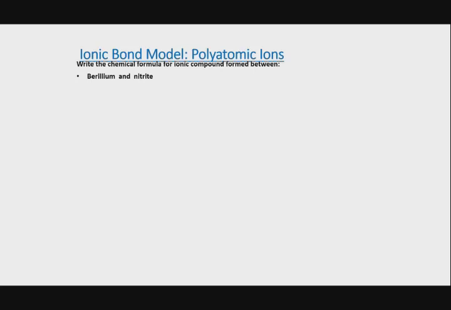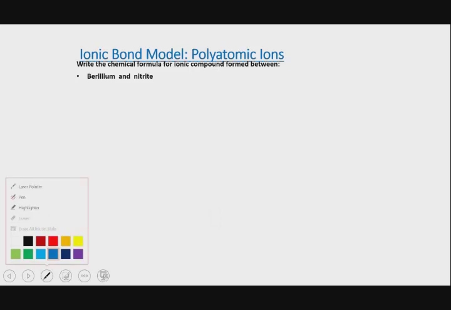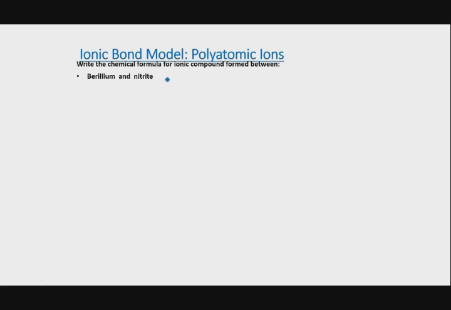So for example, if you were asked to write the chemical formula of an ionic compound when beryllium combines with nitrite, it's exactly the same process, which is to figure out the ions first. Let's solve the first one. Beryllium is a metal in group 2A. So if beryllium is a metal in group 2A, it will donate 2 electrons from its valence shell to make an ion, beryllium 2+.